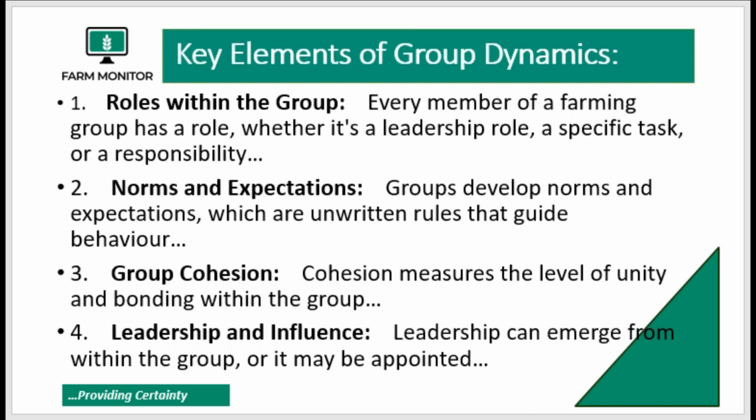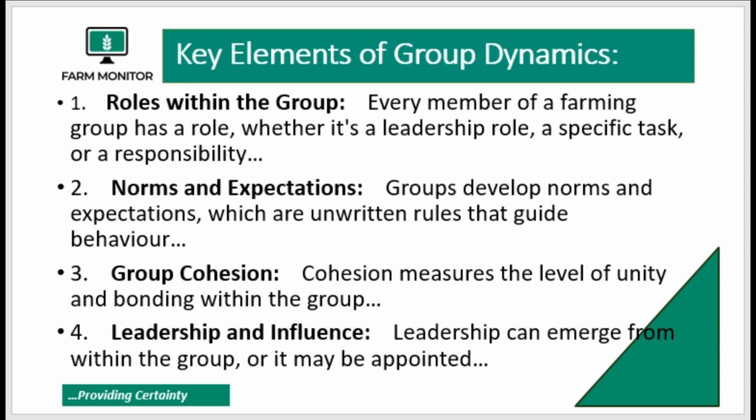There are key elements that are foundational to group dynamics. Number one, roles within the group. It's expected that every member of a farming group has a role, whether it is a leadership role, a specific task, a responsibility, whatever it is. Roles help distribute work and clarify who is accountable for what.